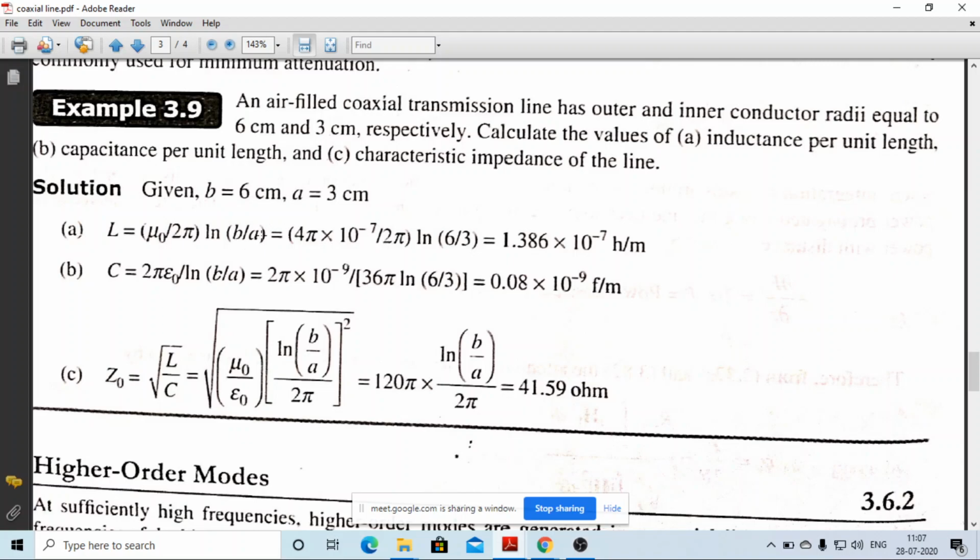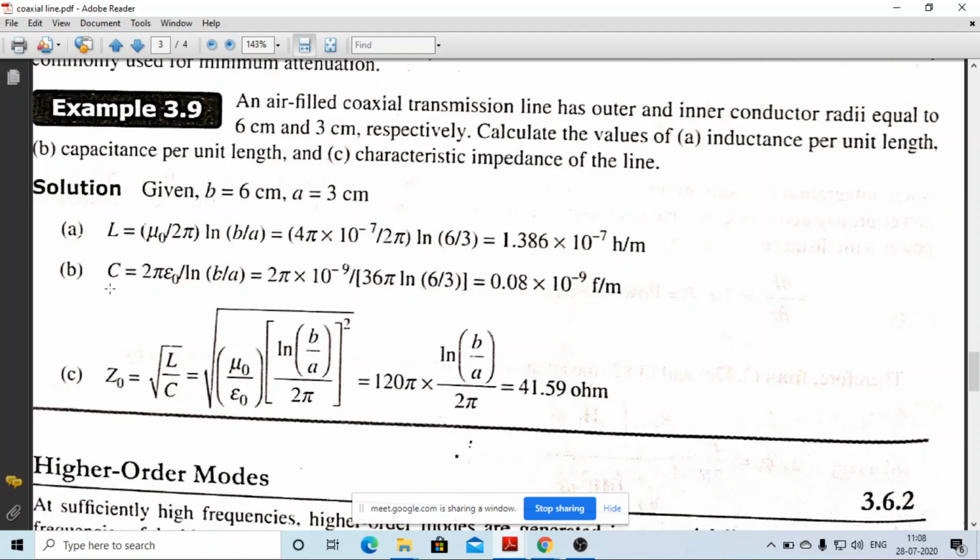Since B and A both are in centimeter, there is no need to convert centimeter into meter, because centimeter and centimeter is going to be cancelled out. However, if in a formula it is not going to be cancelled out, there must be a requirement to convert into the meter. So it is ln 6 by 3, equal to this Henry per meter.